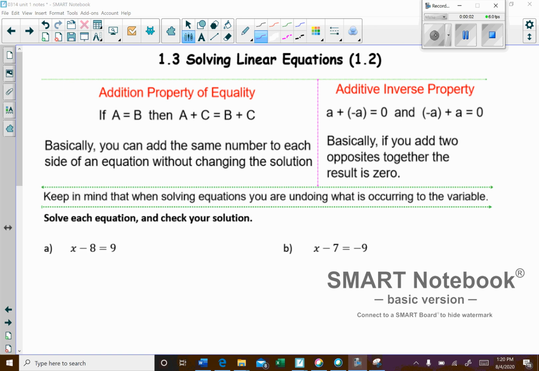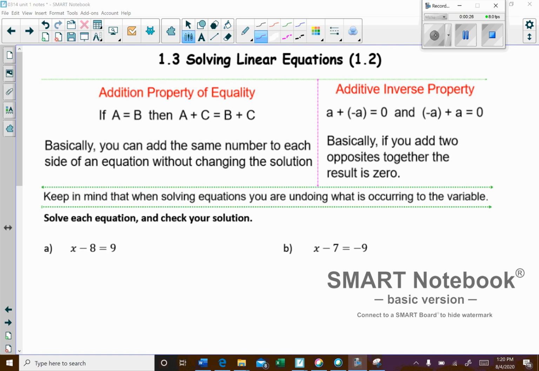So now we're going to solve linear equations. And so basically what that means is that we're going to solve for a single variable without any exponents or anything else that we could maybe introduce. It's going to be pretty basic. We're just going to use addition, subtraction, multiplication, and division to solve these.